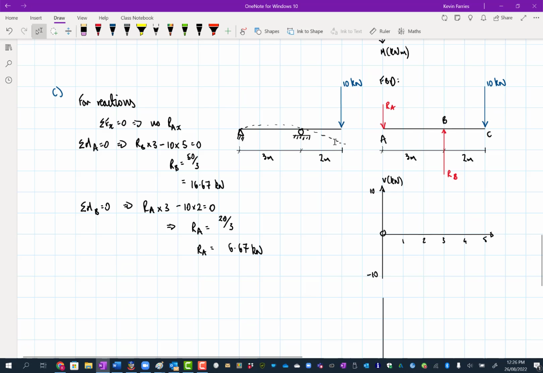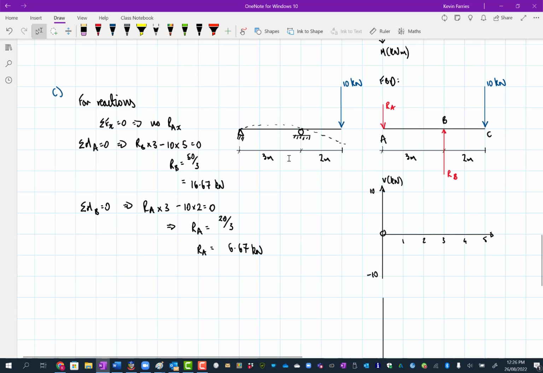And so we'd be expecting, actually, it's hogging the whole way. It's always curving that way. And so it should be hogging all the way. So therefore it should be a negative moment all the way. Shears, well, we should start off with a negative shear because we've got down on the left and up on the right. But here it should become a positive shear because we've got up on the left and down on the right for this section.